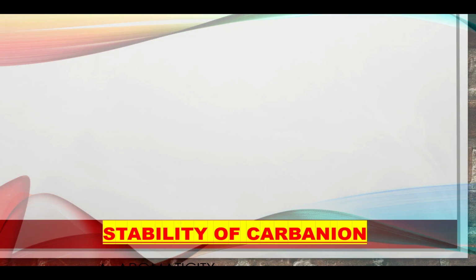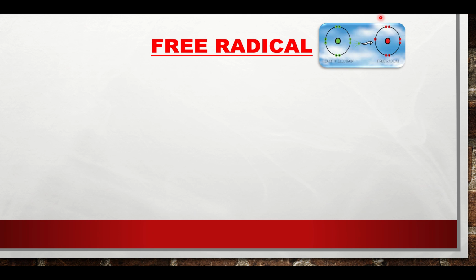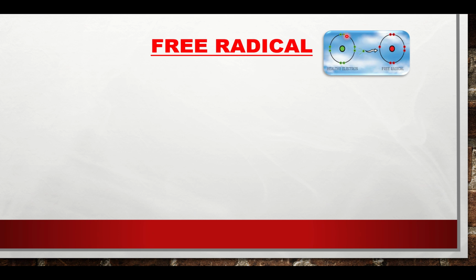Now comes the free radical part. Here you can see the free radical. It's a healthy free radical. Then after releasing one electron, it is converted into a free radical. The healthy electron comes out, and a free radical is formed. Here you can see that in this picture.